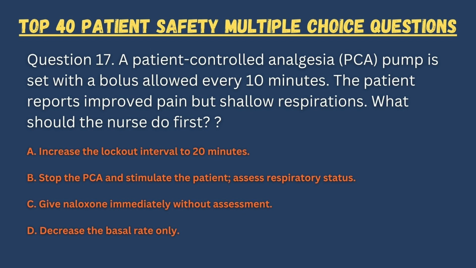Question 17. A patient-controlled analgesia, PCA, pump is set with a bolus allowed every 10 minutes. The patient reports improved pain but shallow respirations. What should the nurse do first? A. Increase the lockout interval to 20 minutes. B. Stop the PCA and stimulate the patient. Assess respiratory status. C. Give naloxone immediately without assessment. D. Decrease the basal rate only.